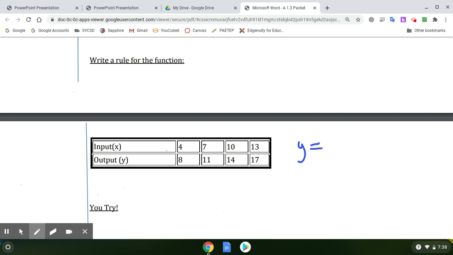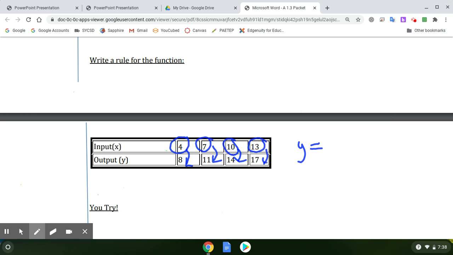All right. Really, we are just looking for a pattern here. How are we starting with our input and getting our output? So how do we get 4 and end up with 8? How do we get 7 and end up with 11? Start with 10, end up with 14, start with 13, end up with 17.